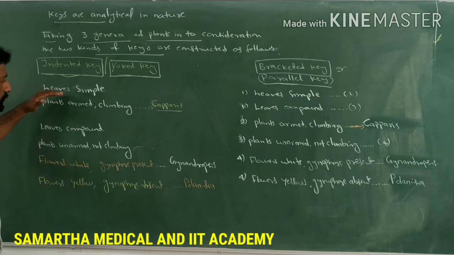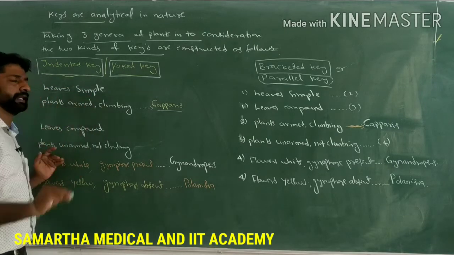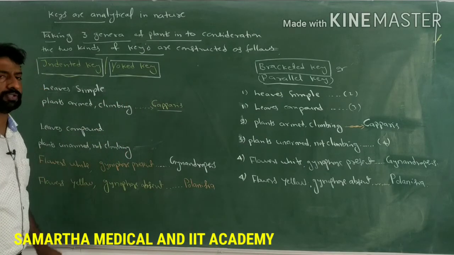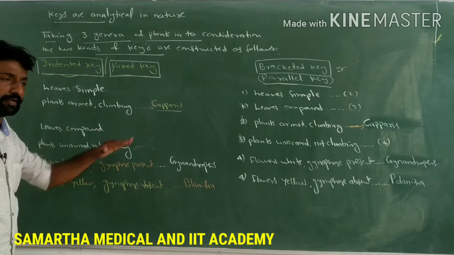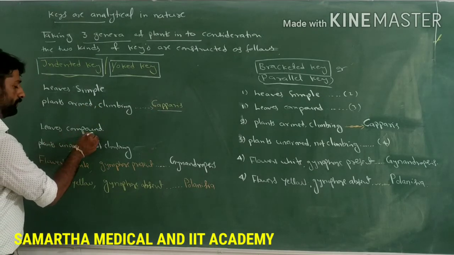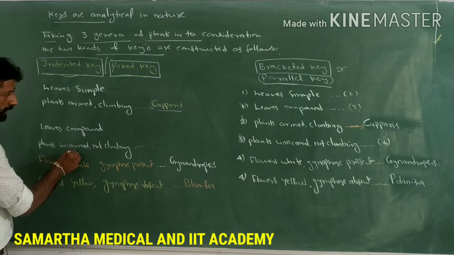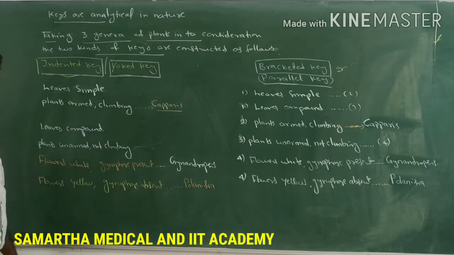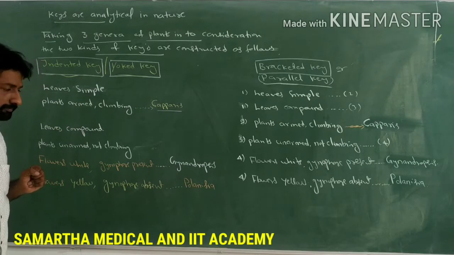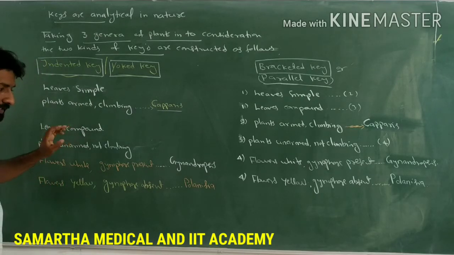Leaves are simple and plants are armed, climbing in nature, means they are the climbers. So they belong to which genus? Capparis. But if leaves are compound, plants are unarmed and not climbing, then such plants are in two genera. These characters are present in two different genera.